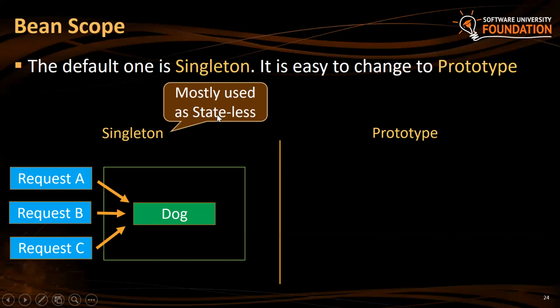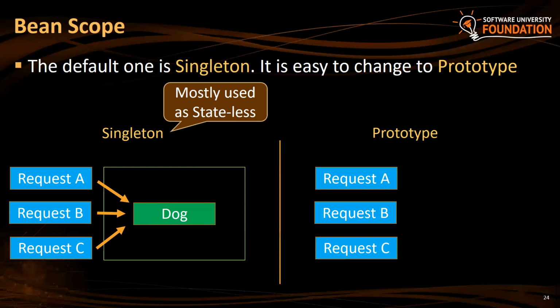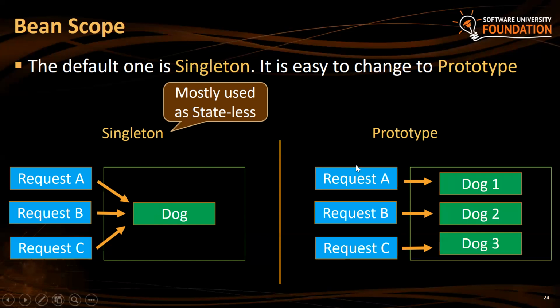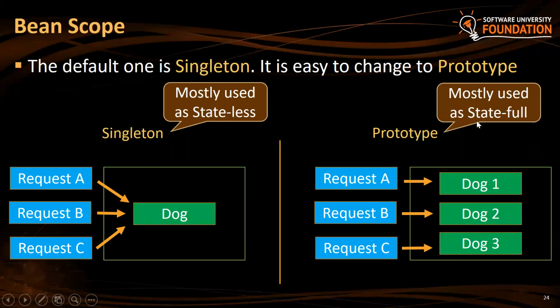Okay, another is prototype. The default bean scope is singleton, but we can change it to prototype. That is a possibility. There, for each request, there will be one object, and that will be maintained as stateful. So we can mention the types of beans, stateless or stateful. By default, it is stateless. We don't need to mention anything explicitly.